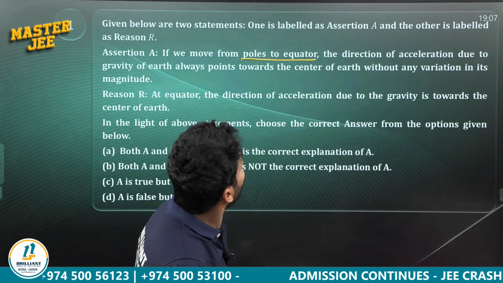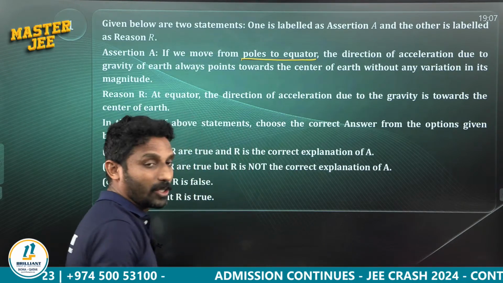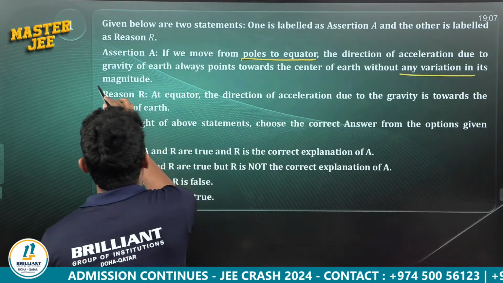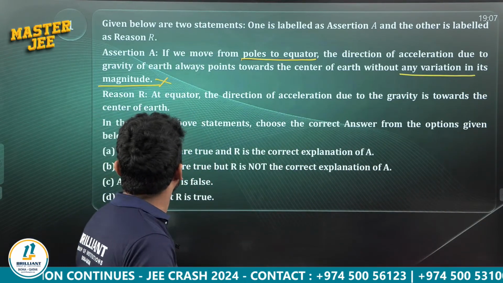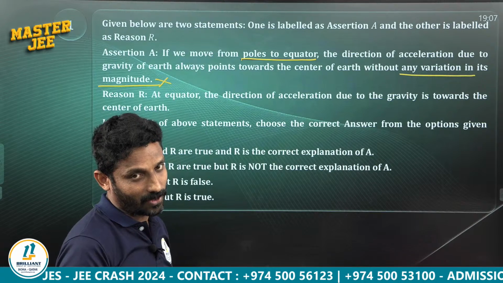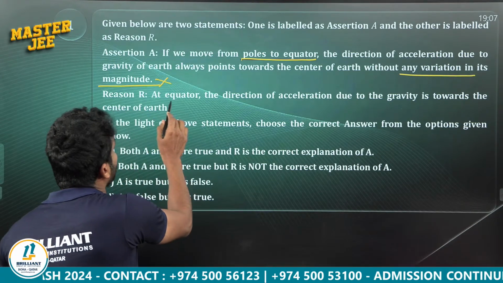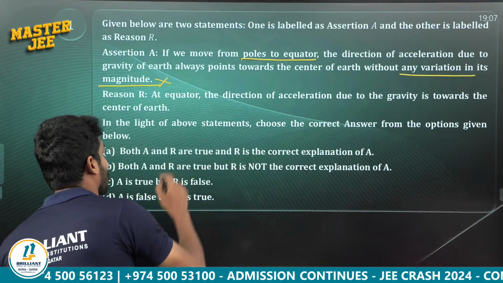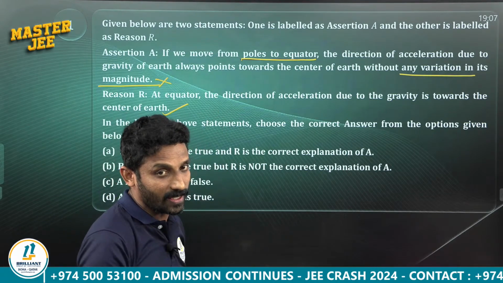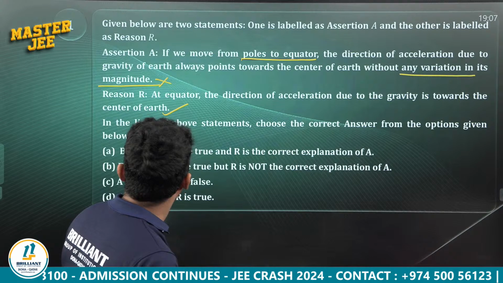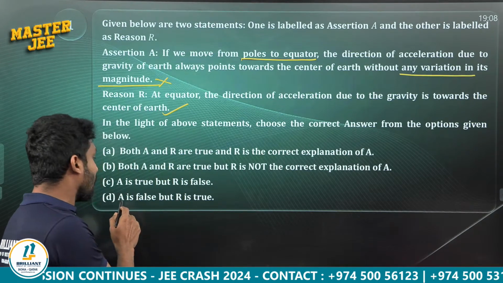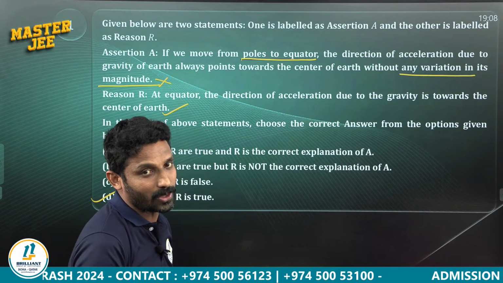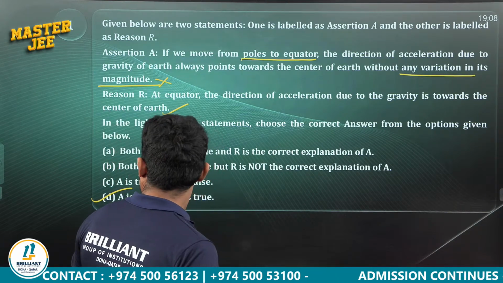That is okay, without any variation in its magnitude. That is incorrect. The magnitude of acceleration due to gravity is changing. So the assertion is incorrect. Then at the equator, the direction of acceleration due to gravity is towards the center of the Earth. That is okay. Here, assertion is false, but reason is true. That is option D. Very simple question. Then the next one.